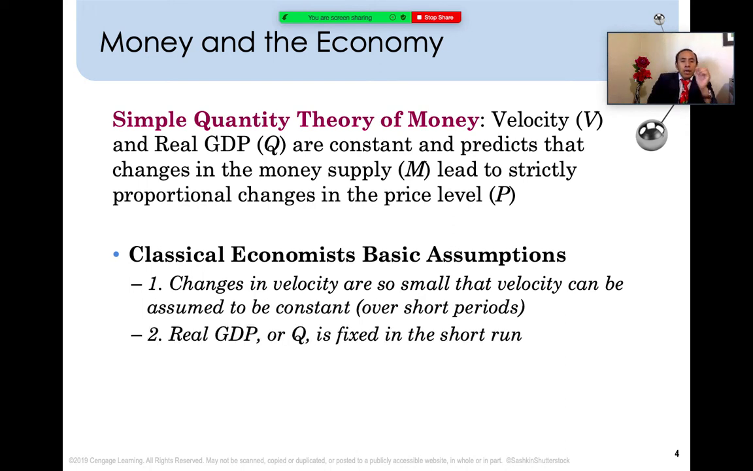Assumption number two is that real GDP, or in this case quantity, the level of output, is also fixed in the short term. It can change in the long run, but it's fixed in the short run. And therefore, anytime there's an increase in the money supply, it's going to affect primarily the price level rather than the velocity or GDP, although those also can change.